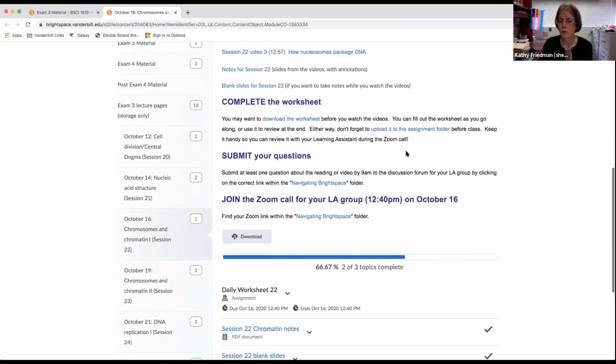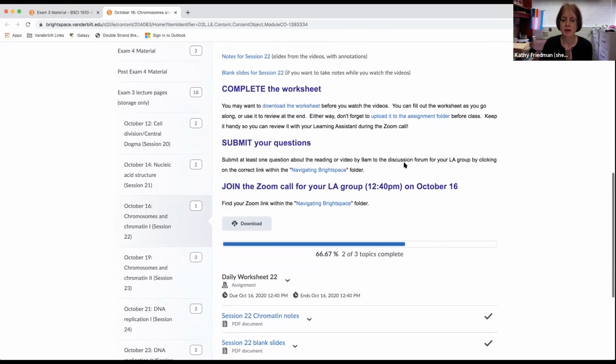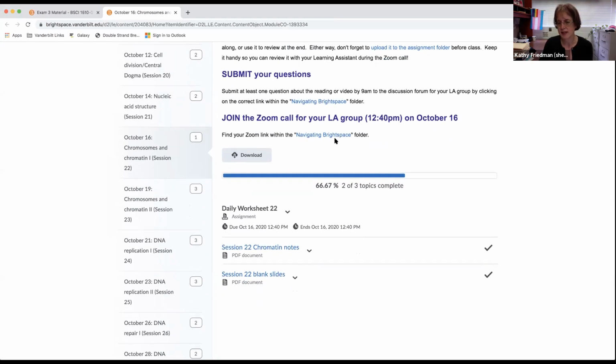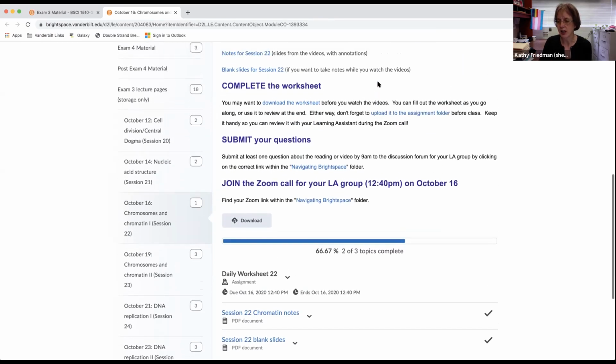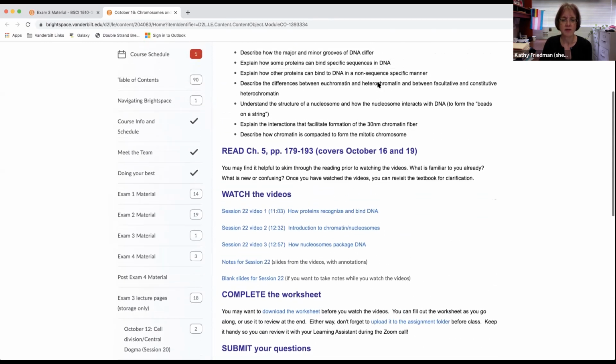We had the link to the worksheet and the assignment folder where they would upload the worksheet, and they got a tiny bit of credit every day for turning in the worksheet and for going to class. We reminded them to submit their question to the discussion board, and then we had a link to the Navigating Brightspace folder for their Zoom call. So we tried to put everything in here very clearly, what they were supposed to do every day.